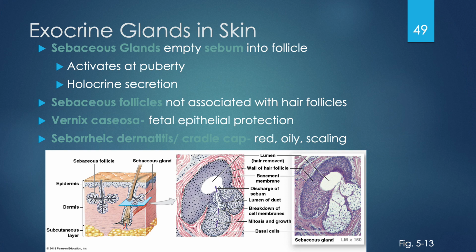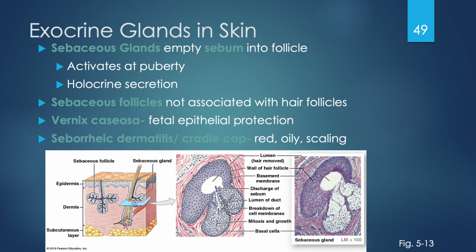And so it is going to empty sebum into the follicle, and that sebum serves to help maintain the flexibility and just the general softness of the hair so it doesn't shatter or break. So these sebaceous glands activate at puberty, and up until that point, they're rather inactive. And they release their product via holocrine secretion. So remember, holocrine secretion is when the cell itself basically dissolves. The whole cell in holocrine secretion dissolves in order to release its product.